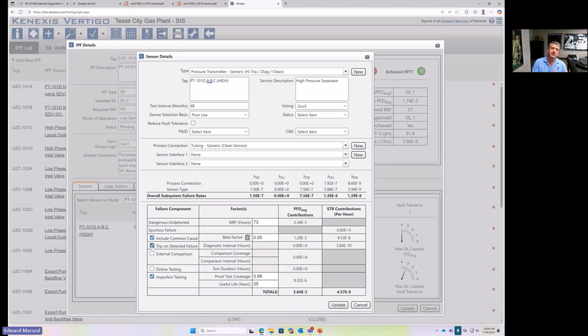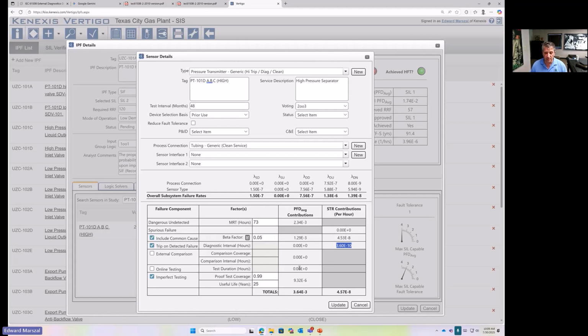There, we did a conversion. We took that rate, and instead of it being an unavailability because I didn't shut down, we're going to convert it to a spurious trip because I did cause the plant to shut down, which is why you'll see that spurious trip rate contribution for that failure rate as opposed to the PFD contribution.